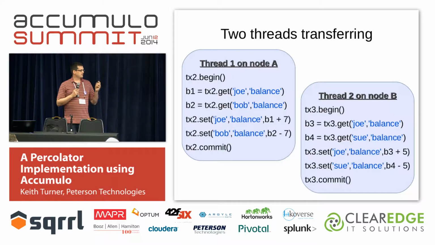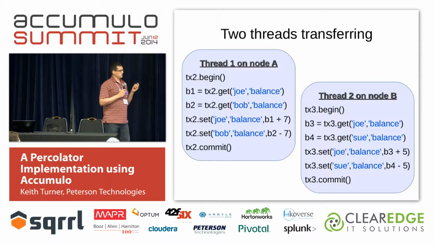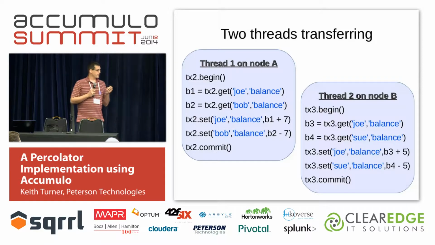Now, once we have things initialized, this is showing a transaction that's going to transfer money between 2 accounts. So in this case, we have 2 threads running on 2 different nodes. They're going to read 2 rows that could be on 2 different machines. So there could be four nodes involved here.